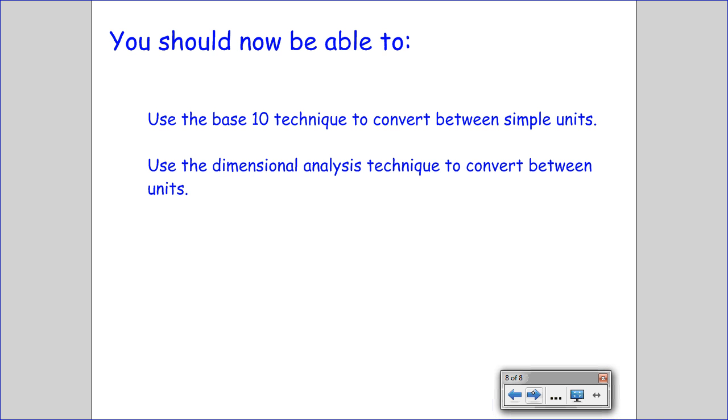There we have it. This is something that you have to practice in order to get it right. This video was not long enough to teach it to you all the way. You must practice it. So use that base 10 technique to convert between the simple units, and you can now use the dimensional analysis technique to convert between more complex units.